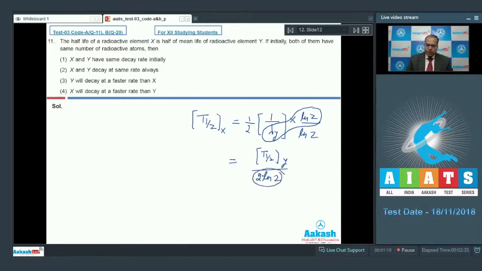So 2 ln2 is greater than 1, which means T half of X is less than T half of Y. If the half-life of X is less as compared to the half-life of Y, it means that the decay rate of X is greater than the decay rate of Y. So option 4 is the correct answer. Let's move to question number 12.